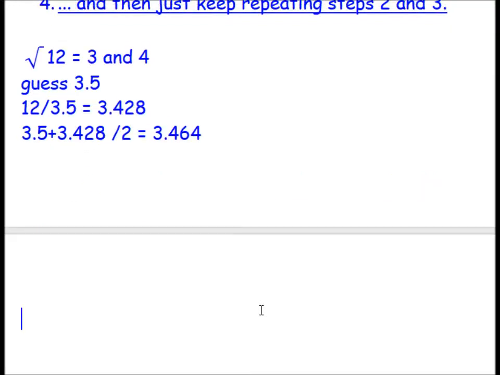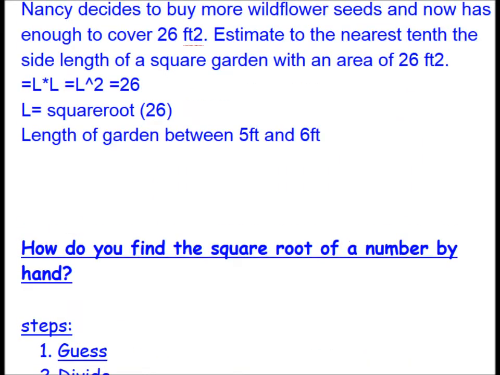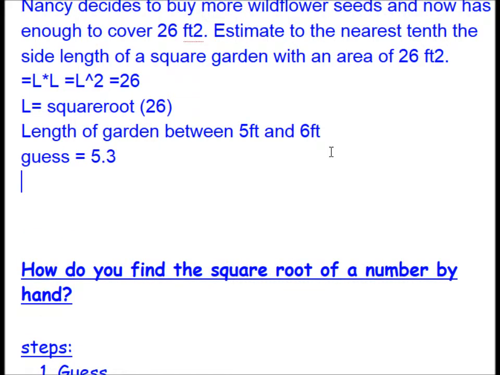So we got that the answer of the square root of 12 will be near 3.465. So this is how we calculate the square root by hand. Similarly, here we can calculate. First we have to guess. We'll guess it as 5.3, and then we will divide 26 by 5.3. How much will it be? Let's see.